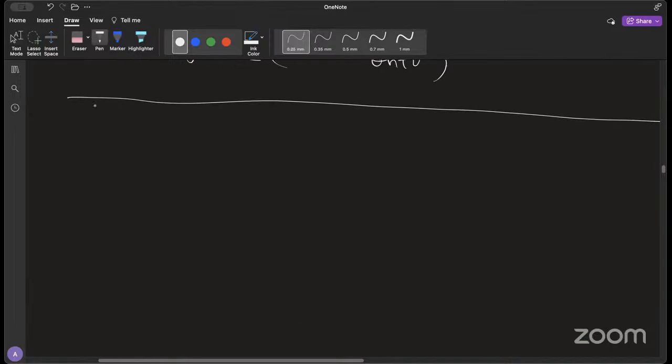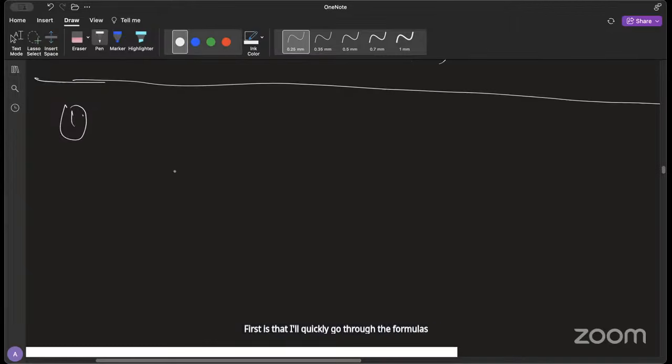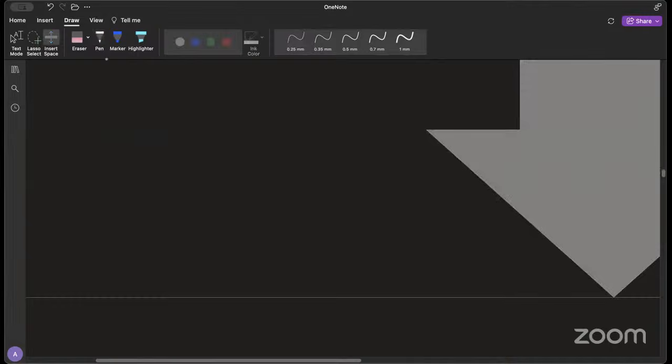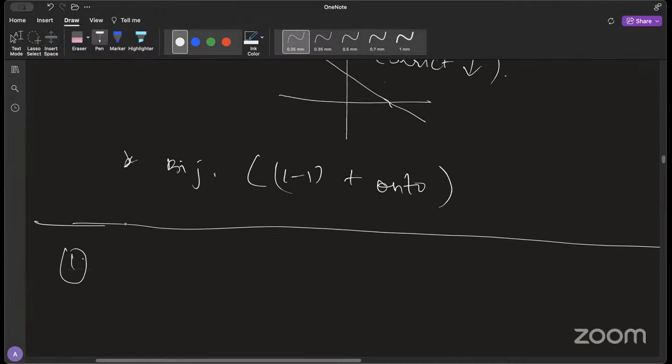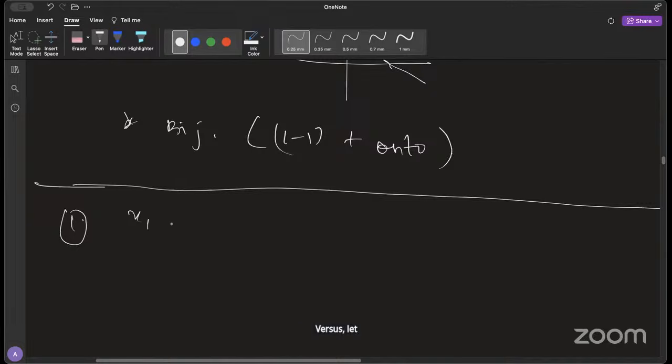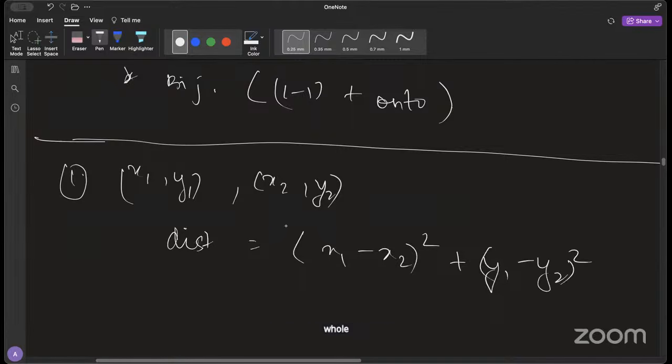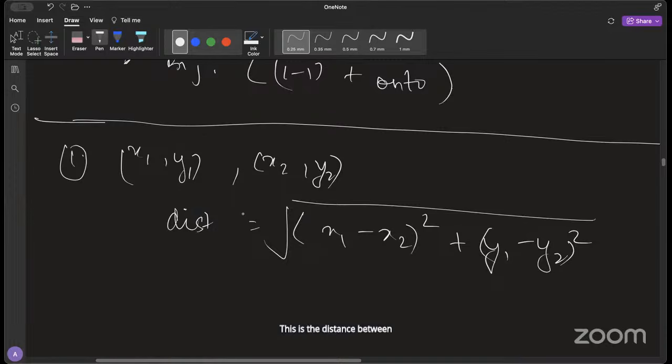I'll quickly go through the formulas because you only have to remember the formulas. First, let's say you have x1, y1 as one point and x2, y2 as the second point. Then the distance between these two points is the square root of (x1 minus x2) whole squared plus (y1 minus y2) whole squared. This is the distance between two points.